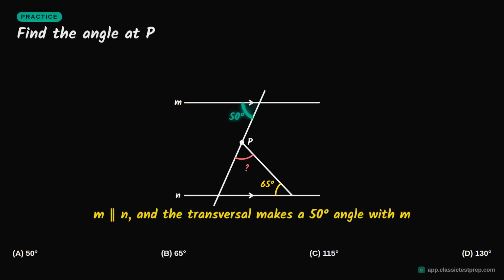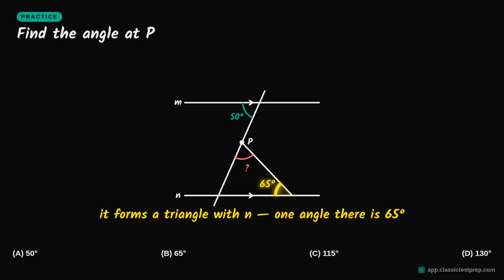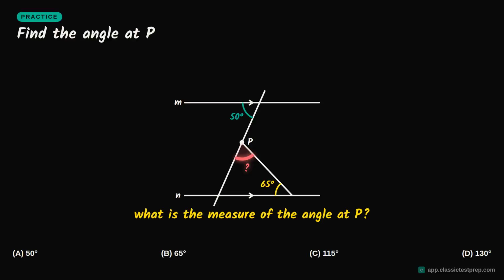Let's quickly practice a transversal question. Lines M and N are parallel. A transversal cuts line M, forming a 50-degree angle, and then continues down to a point P where it forms a triangle with line N. One of the triangle's angles sitting on line N measures 65 degrees. What is the measure of the angle at vertex P? Choices are A, 50 degrees, B, 65 degrees, C, 115 degrees, and D, 130 degrees.